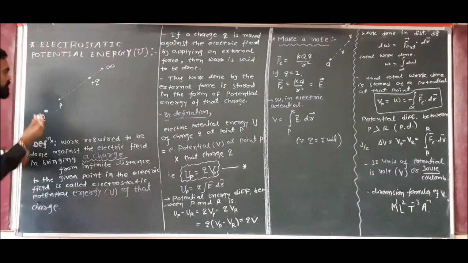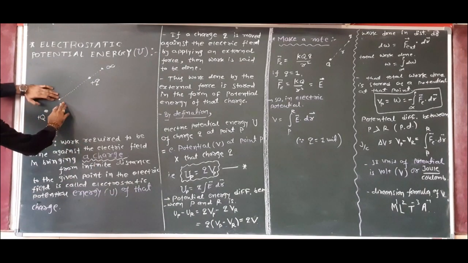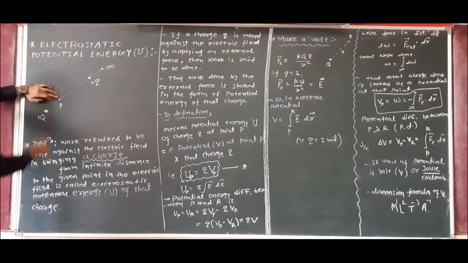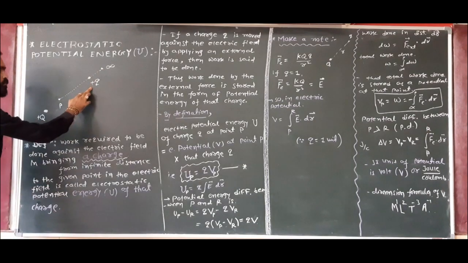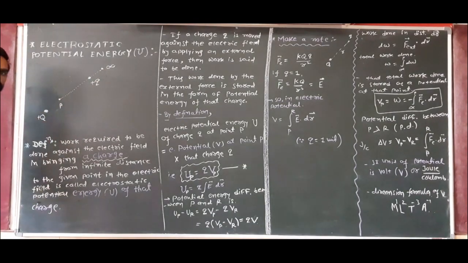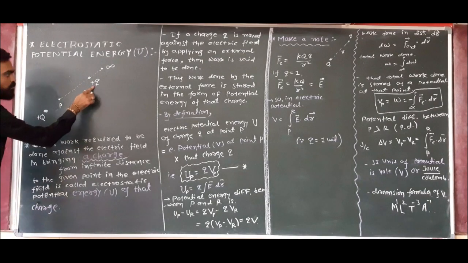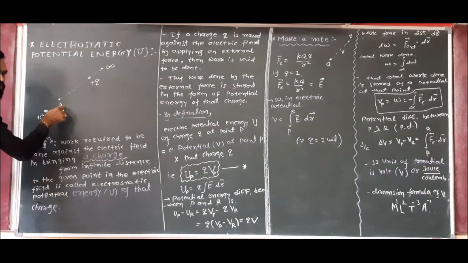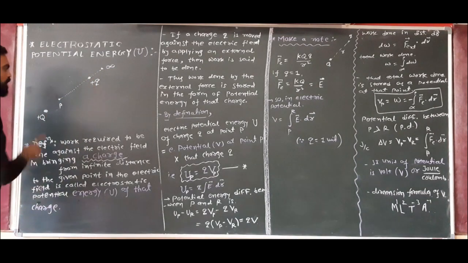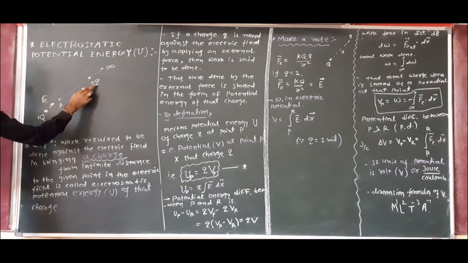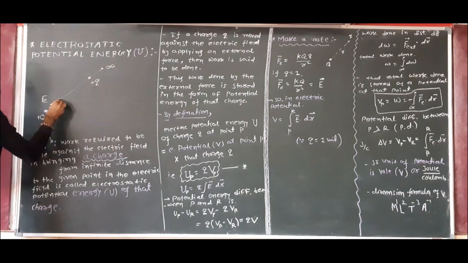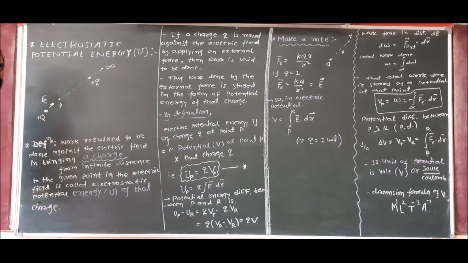Similar thing, here is the source charge Q. Let P be inside the electric field range. Let this point be infinity, and we bring Q from infinity to point P. Then the work done against the electrical force will be stored in terms of electrical potential energy at the point of discharge. You get my point?